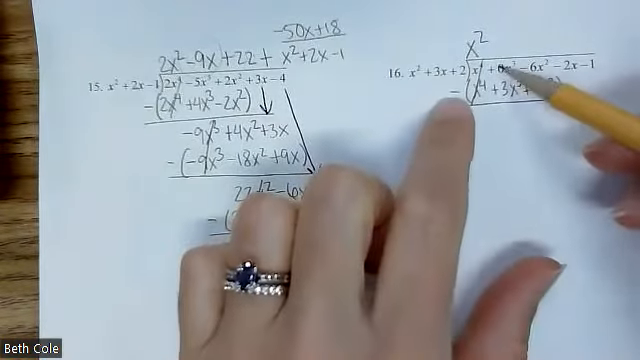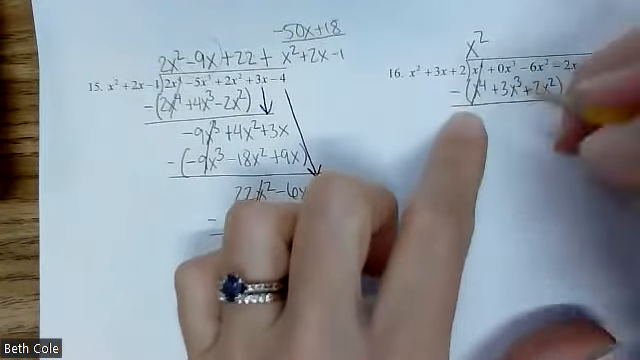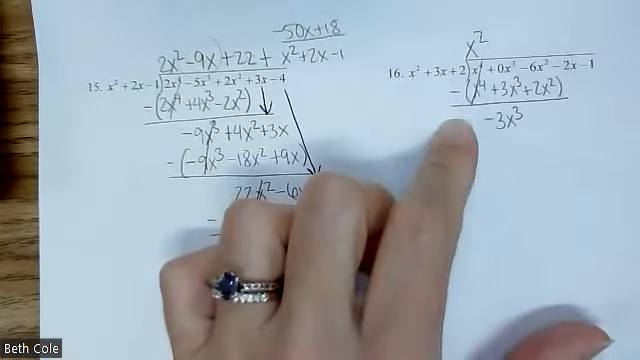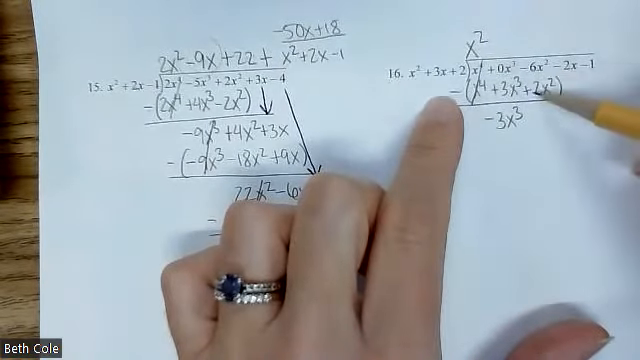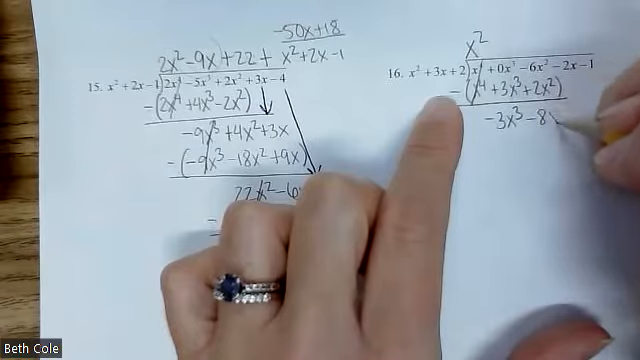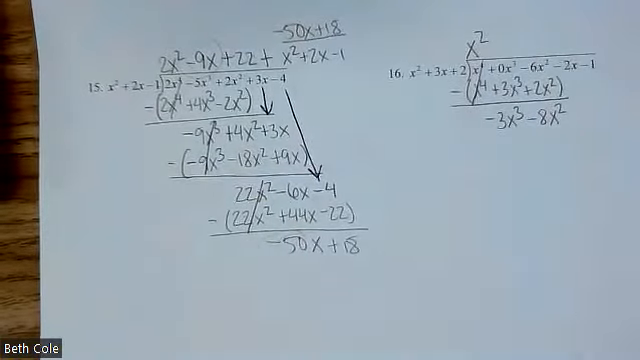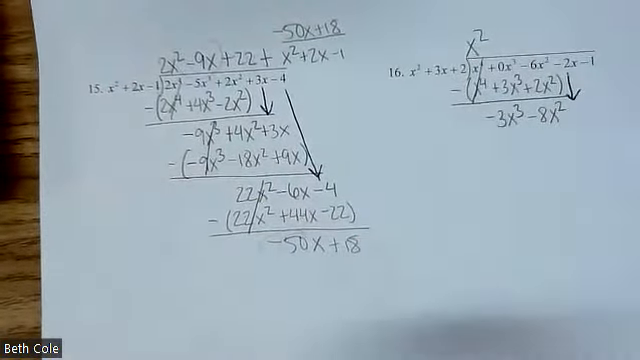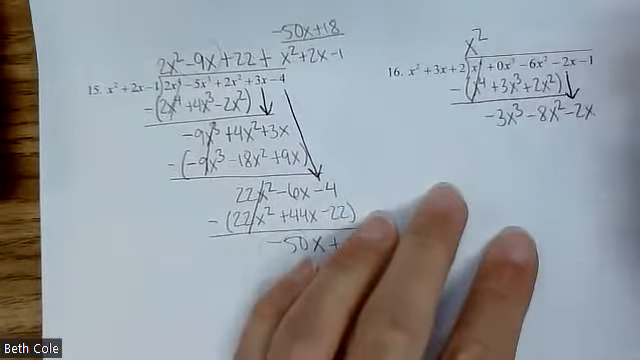Just remember you're subtracting. It's 0 minus 3. Negative 3x cubed. And this is negative 6 minus 2. Negative 8x squared. Do you feel how that went faster? It's because you guys are listening to me and you got it. Bring down the negative 2x. We're going to do it again.